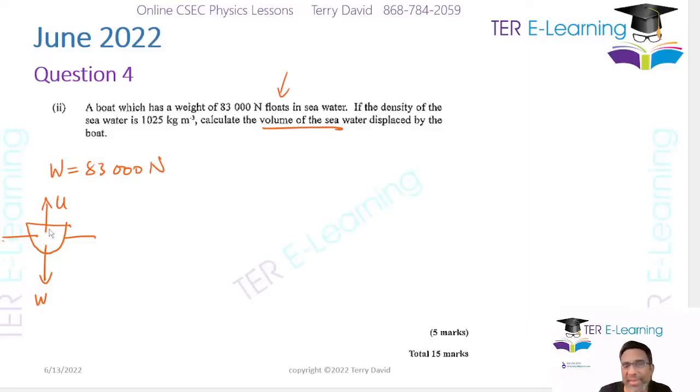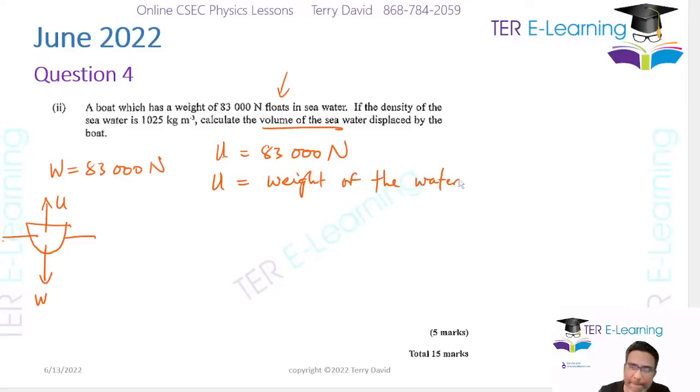Now, if the boat is floating, and your weight is equal to your upthrust, then we definitely know what the upthrust is. So your upthrust has to be equal to that same 83,000 newtons. That's your upthrust. Now remember, upthrust is equal to the weight, in this case of water, it's equal to the weight of the water displaced. So that 83,000 is the weight of the water displaced.